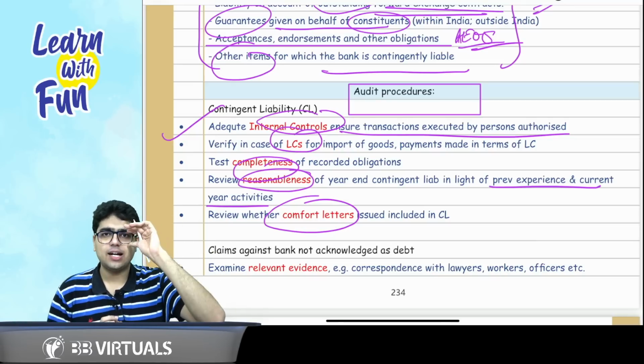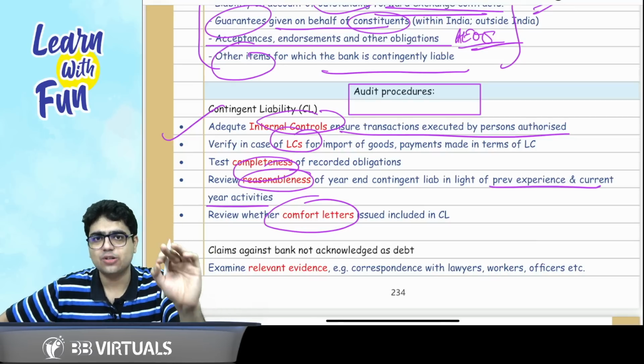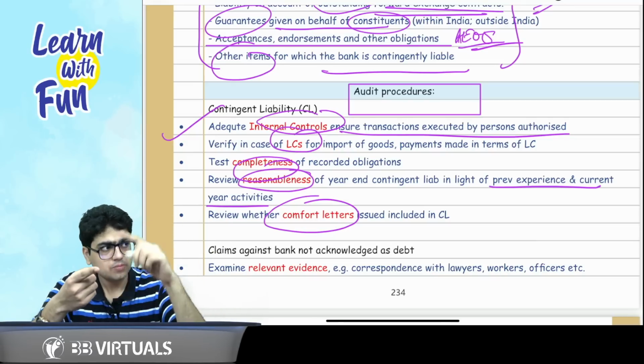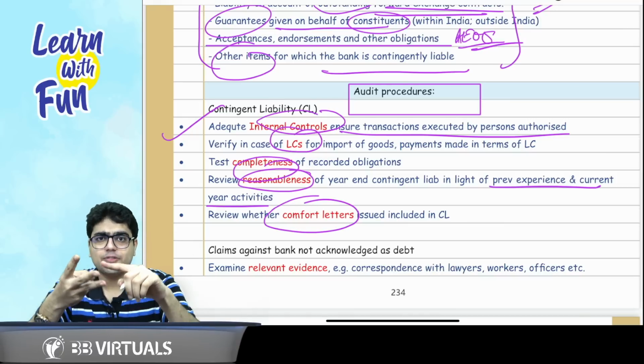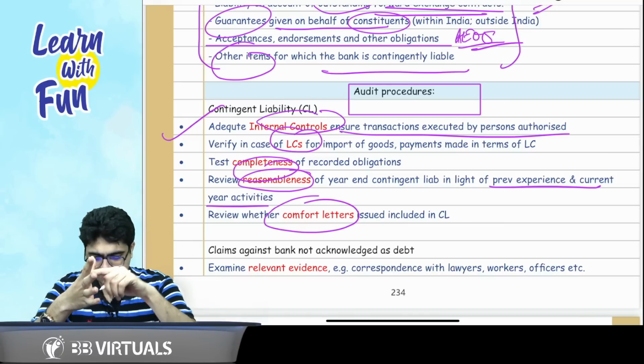So five things regarding contingent liability which you will see as an auditor: internal controls, then come two letters, letters of credit and letters of comfort, and then reasonableness and completeness.